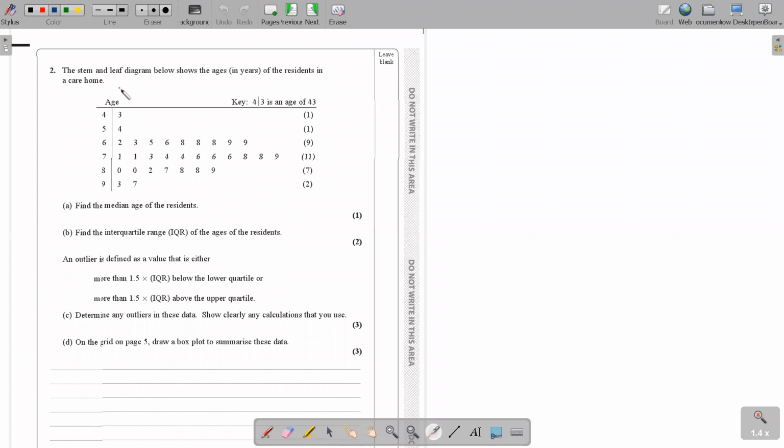Okay, so question number 2. The stem and leaf diagram below shows the ages in years of the residents in a care home. So it's a stem and leaf diagram, right? They have given the key to read it. So 4 and this 3 is an age of 43. That means this is age 43, 54, this is 62. The next one is 63, isn't it? This is not just 5 but 65. Okay, so you know how to read it.